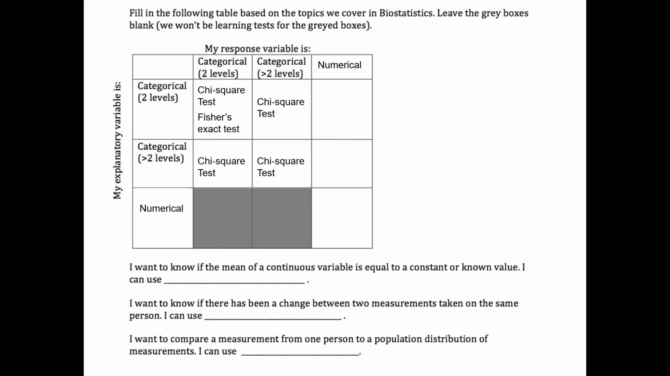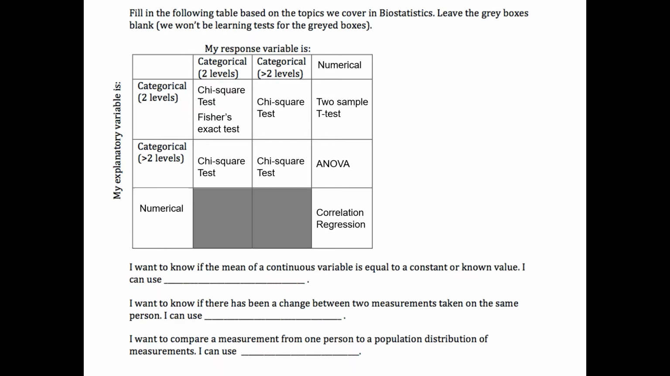For the scenarios where the explanatory variable is categorical with two levels and the response variable is numerical, the two-sample t-test can be used. However, if the explanatory variable is categorical with more than two categories, we can use ANOVA. And finally, if both the explanatory variable and the response variable are numerical, we can use correlation or regression.